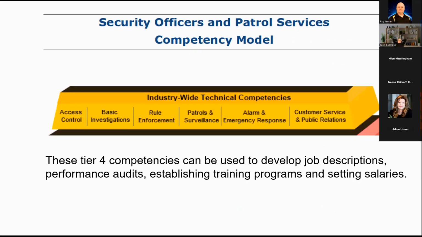As I talked about before, there are 6 main tasks: access control, basic investigations, rule enforcement. You can see the other ones. Interestingly, customer service is both a separate standalone task, and yet it's the only one that I think is embedded in everything else you do.